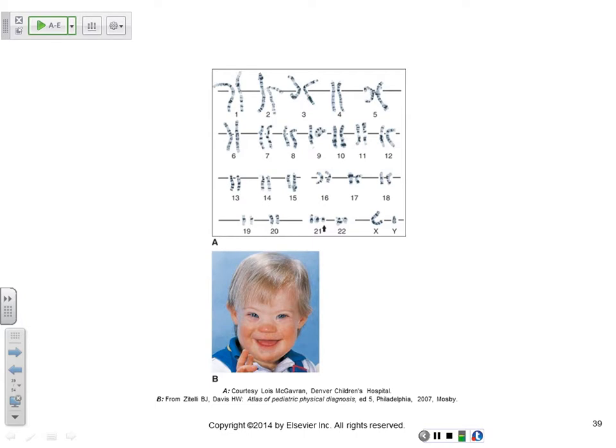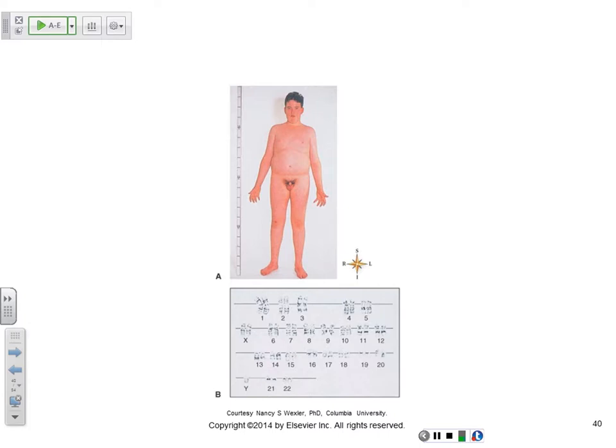Do you see our X and our Y here on this one? They're separate. I was going to have somebody come up and circle the problem part, so maybe we'll have somebody come and circle the problem part in the next one. How about that? So this is Down syndrome.